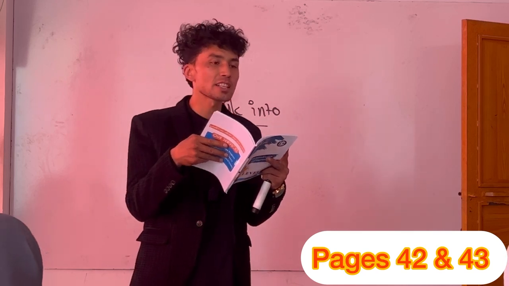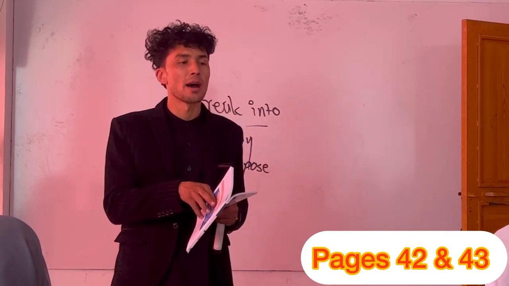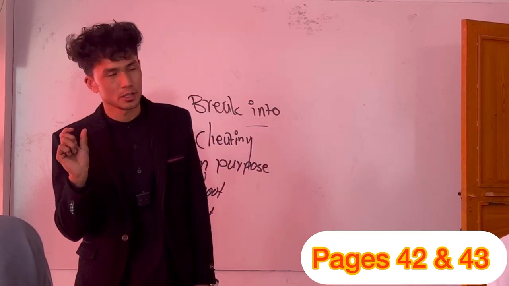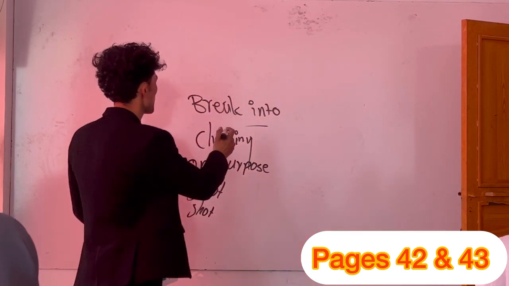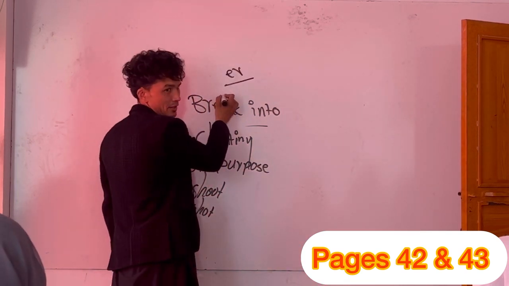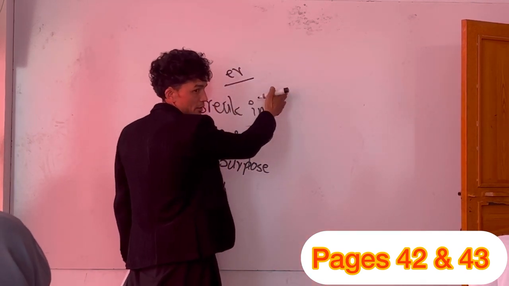The person who does murder is called a murderer. A murderer is a person. Now, as I told you, ER marks a person. Murder, writer, speakers.